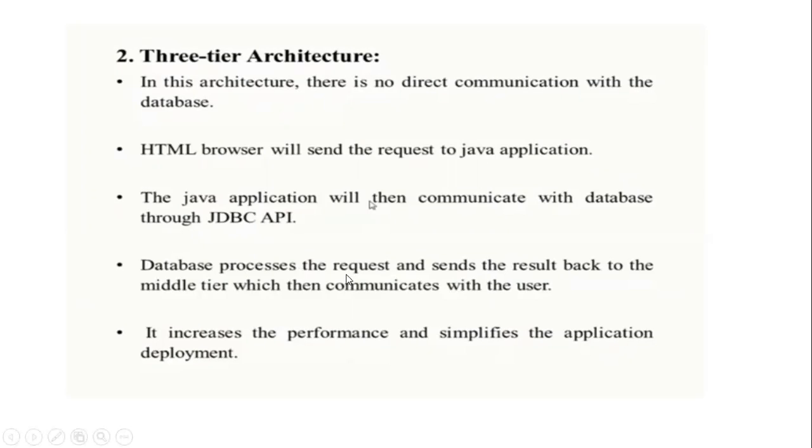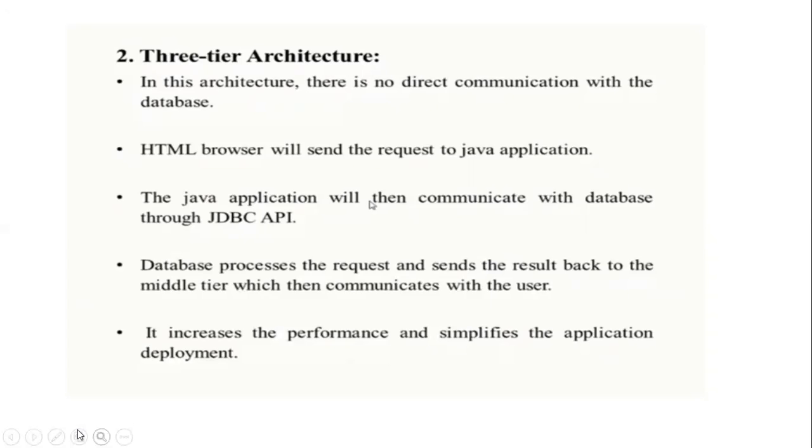Then the database processes the request and sends the result back to the middle tier, which then communicates with the user. So in three tier, it increases the performance and simplifies the application deployment. There is more increase in performance in the three tier. Through the browser we give a request to the application, and then the application will interact with the database. While in a two tier there is only a Java application and database, connected via JDBC API. So this is a major difference between a two tier and three tier.